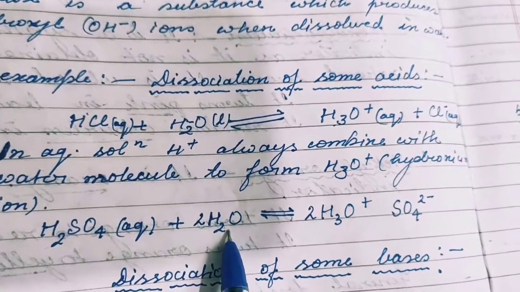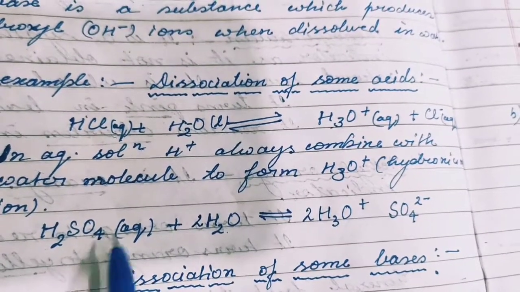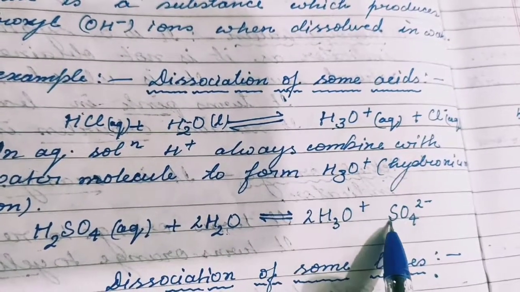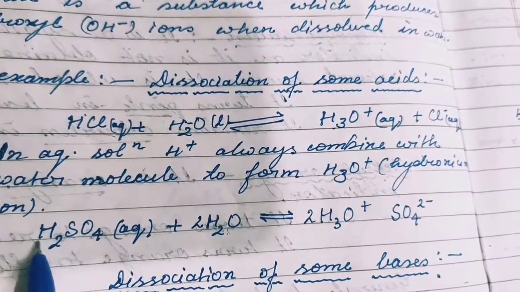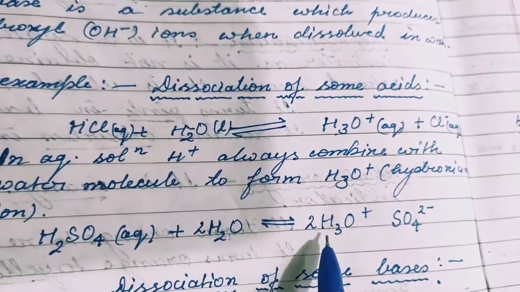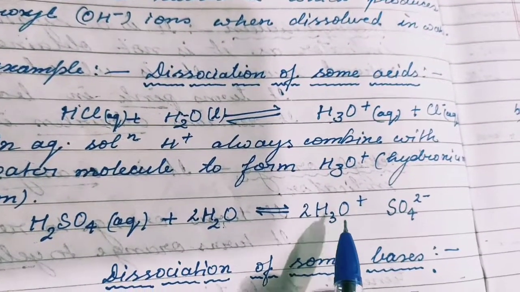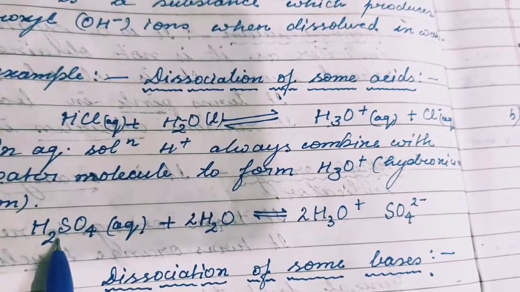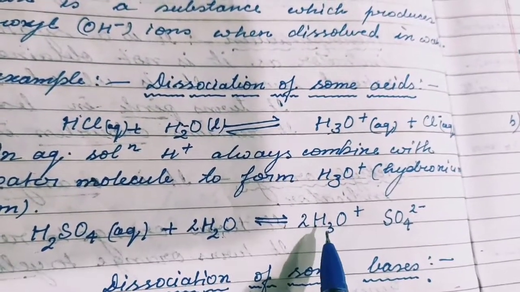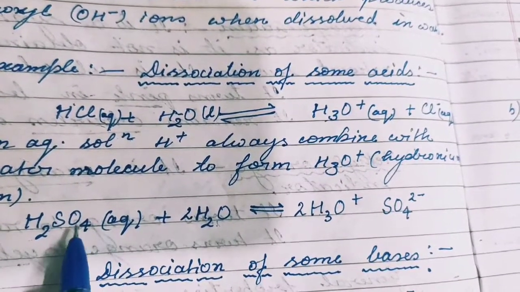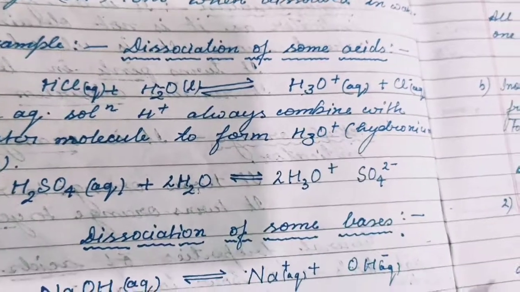H2SO4 plus water, meaning when sulfuric acid is added to water, it gives what? Hydronium ion and sulfate ion. Students, as much hydrogen ion is present with any acid, that much hydronium ion will be released. So as you can see here, the 2 hydrogen atoms are there with the sulfuric acid, so it will be 2 hydronium ion. Okay, and here already it is sulfate, 1 sulfate ion, so here it will be 1 only.